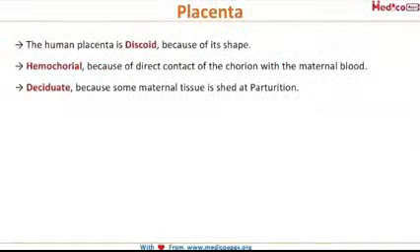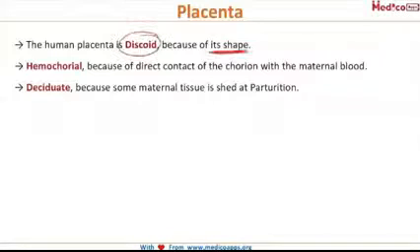Now, there are three very important words associated with human placenta. And what are they? The human placenta is discoid in shape. Second, it is hemochorial because of direct contact of the chorion with the maternal blood. That is, in the intervillous space, we know the maternal spiral arteries are there. So here the chorion is in direct contact with the maternal blood.